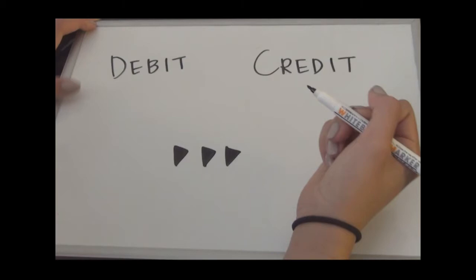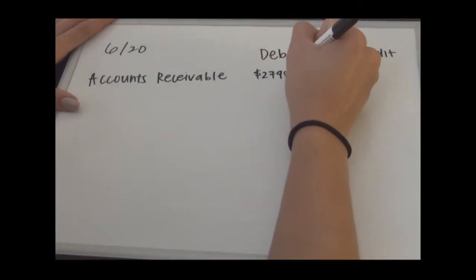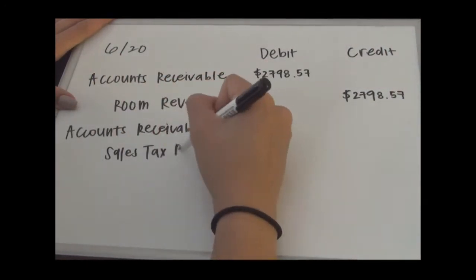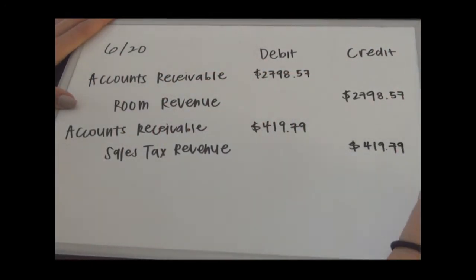As far as the business need is concerned, there won't be anything new to cover this week. I'm dedicating this week to strengthening your understanding of the work. So these are the journal entries you created in week 1. You debited accounts receivable, and you credited room revenue and sales tax payable.